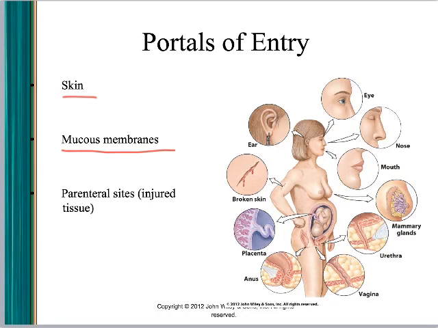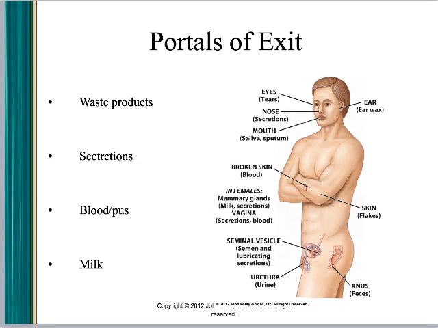So they're listed on here: eye, nose, mouth, mammary glands, urethra, vagina, anus, placenta, broken skin, ear. Anywhere like that, pathogens can get in. And then they can leave us in the form of waste products, secretions, which is spelled wrong on there, blood, pus, breast milk. Any place where there's an opening, things can leave, and that's how it can be spread.